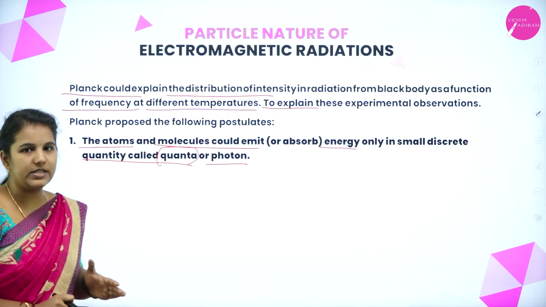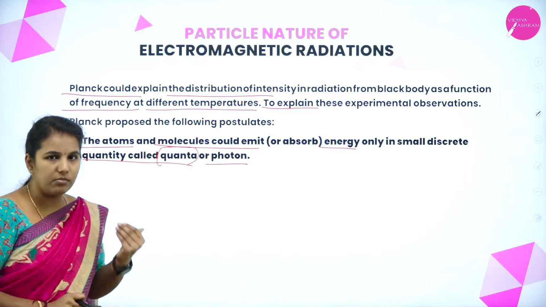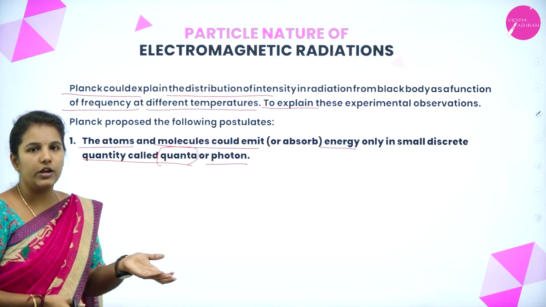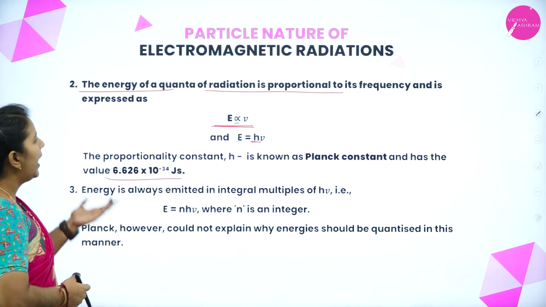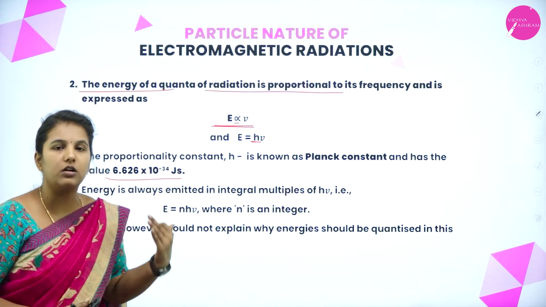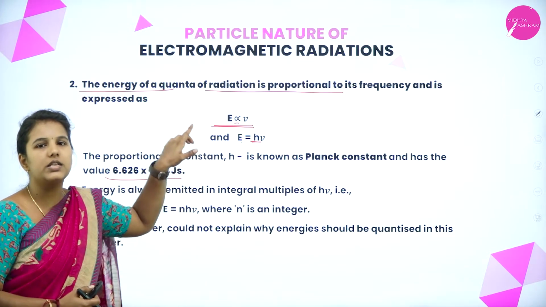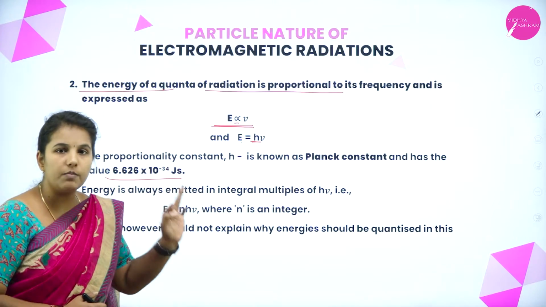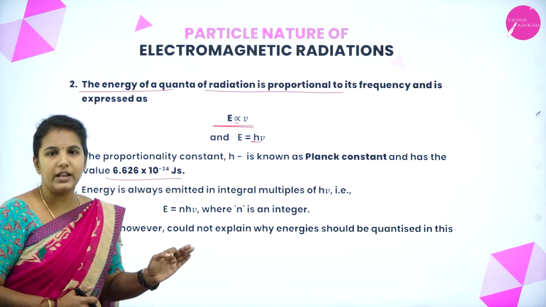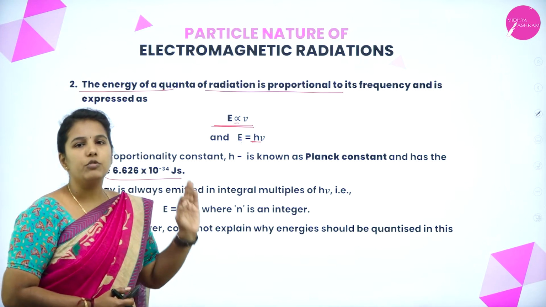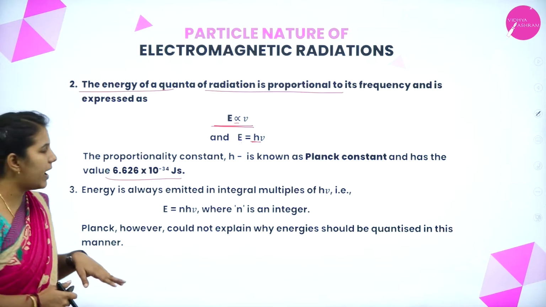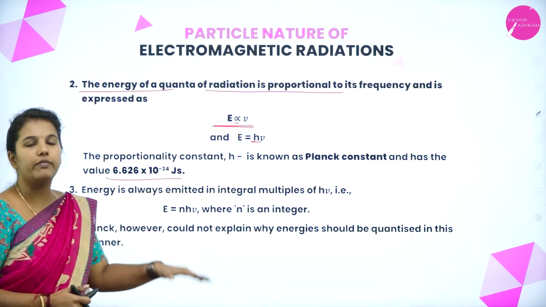According to the first postulate, when atoms or molecules absorb energy, the absorbed energy will be in the form of small discrete packets known as quanta or photons. The energy inside this quantum or photon is directly proportional to the frequency. That is why I have written E is directly proportional to ν. In order to remove the proportionality, he put a letter h, where h is the proportionality constant, E is the energy and ν is the frequency. Understood? And h always has the constant value 6.626 × 10^-34 joule seconds.